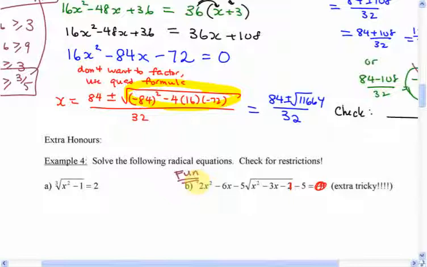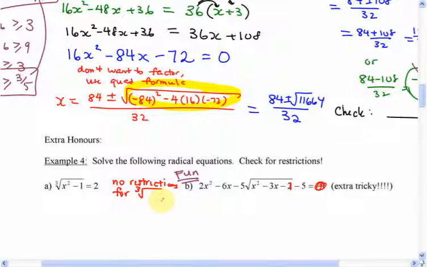I've shown you how to do square roots. What about cube roots? Now, first of all, are there any restrictions for cube roots? No, because it can be positive, it can be negative. I can take the cube root of a negative. So because this is a cube root, I'll say no restrictions for the cube root function. Okay, so we're good.